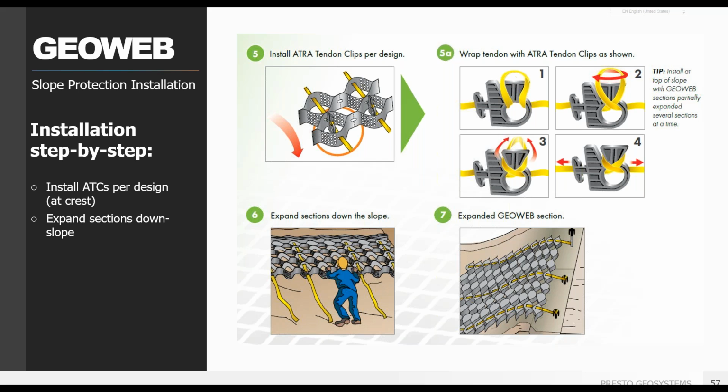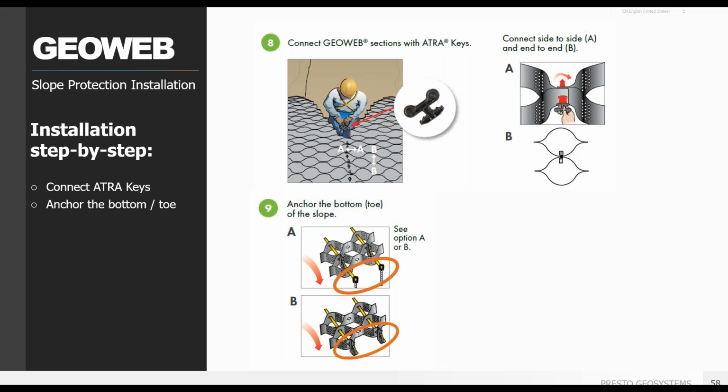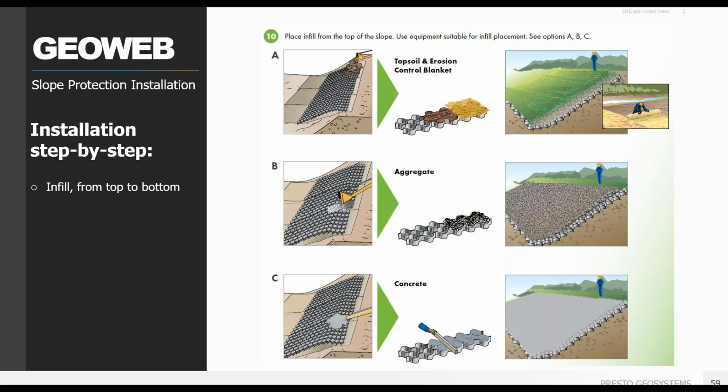Install the ATRA-Tendon clip load transfer devices as per design, and at the crest of the slope, then expand your sections downslope. Connect sections side to side and end to end as possible on the crest, the remainder on slope. Anchor the toe with either ATRA-Tendon clip or stakes, according to the design. And once the system is properly anchored, infill from top of slope down. Now let's see that process with a couple of project installations, for example.